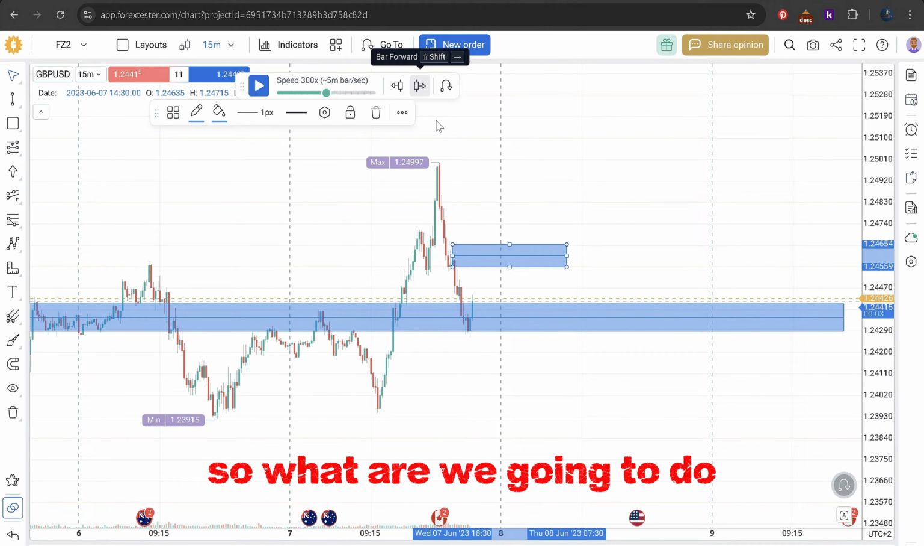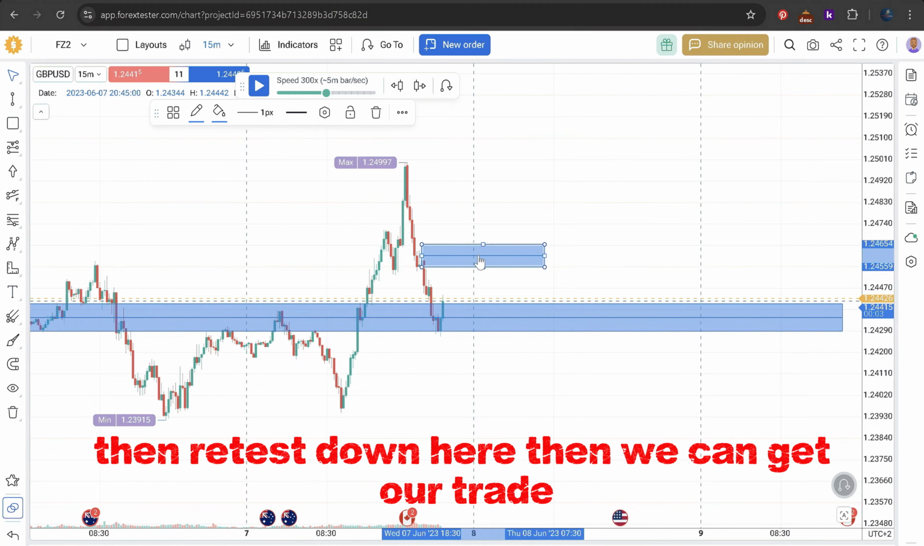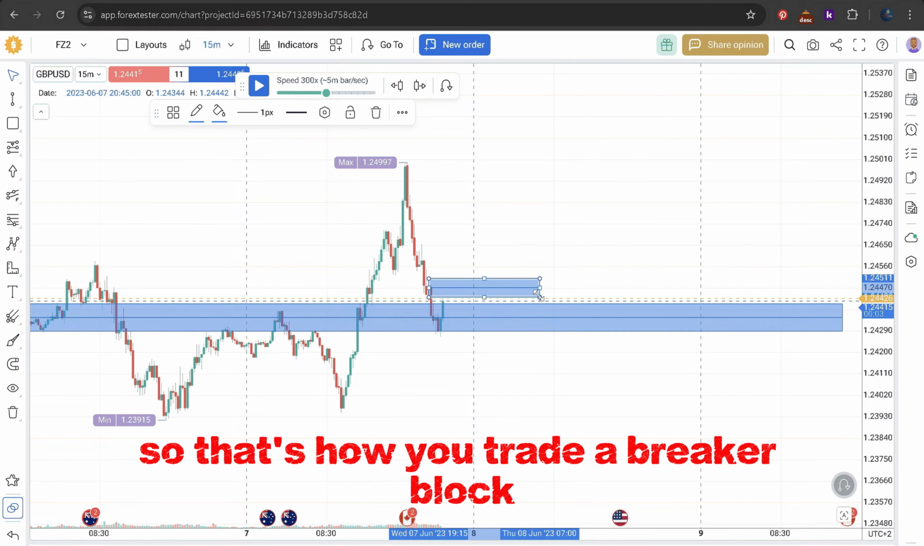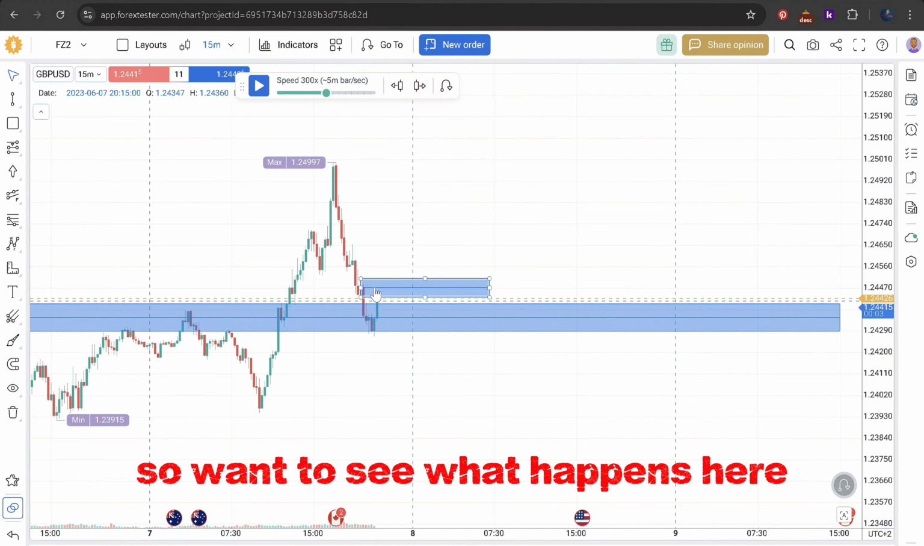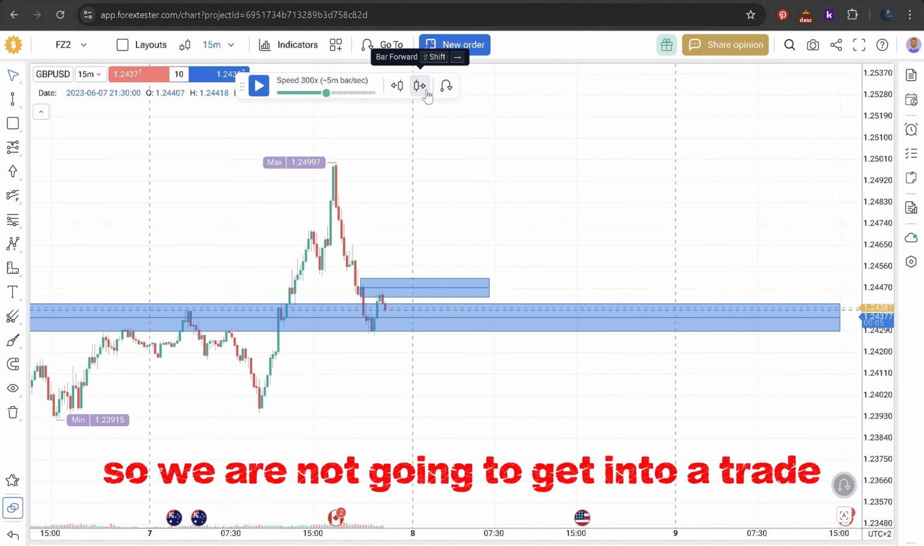So what are we going to do? We are going to be waiting for price to break that particular order block, then retest down here, then we can get our trade. So that's how you trade a breaker block. Let's see what happens here, and price hasn't taken out this zone yet, so we are not going to get into a trade.